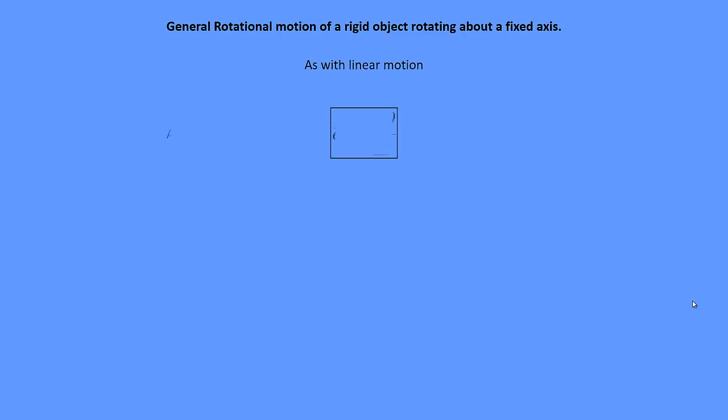For example, as with the linear motion, we can define the average angular velocity, omega with a line over the top, which means average, as the change in the angular position over the change in the time. Graphically, this would be the slope of a line connecting any 2 points on an angular position time graph. This is the slope of that graph. So connect any 2 points on there. Now this is just an average value.